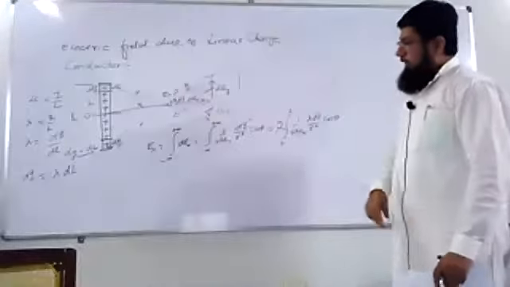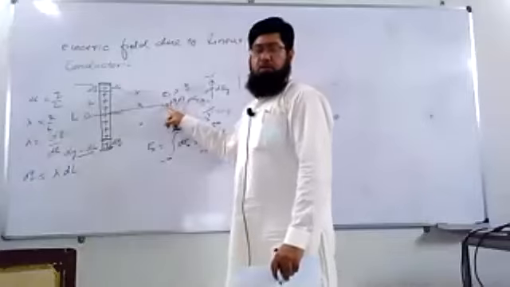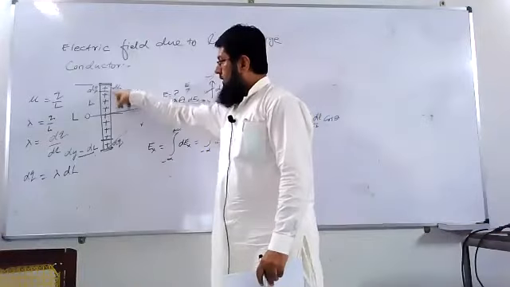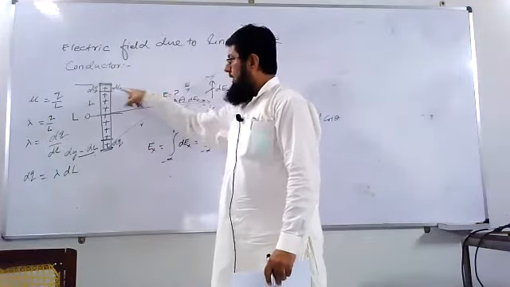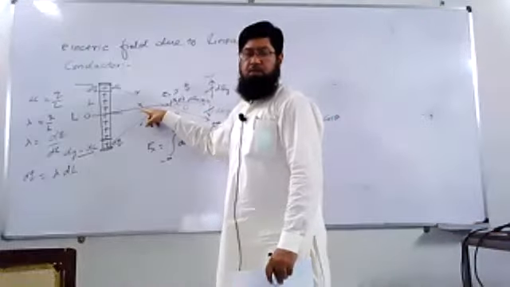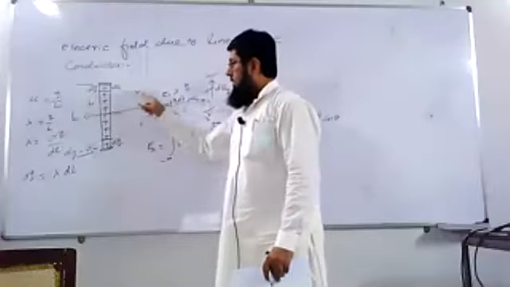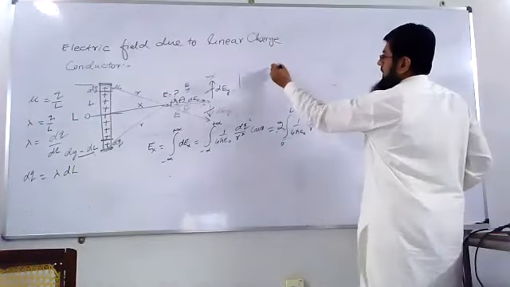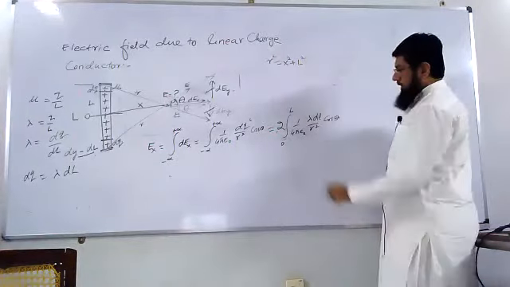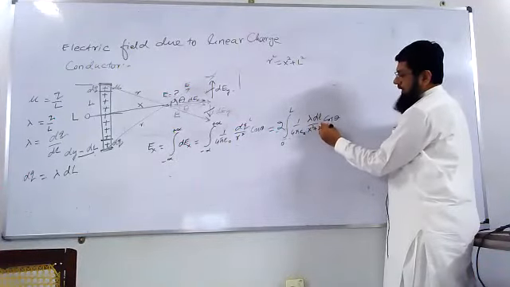Second thing, here what is given to us is that we have to find out the electric field at a distance x from the linear conductor. X is given, length of the conductor is given. This r, we have taken ourselves. So it means this r is to be converted in the form of the given values, which are x and l. So therefore, by using the Pythagoras theorem, this r square is equal to x square plus l square. So instead of r square, we can write here x square plus l square.